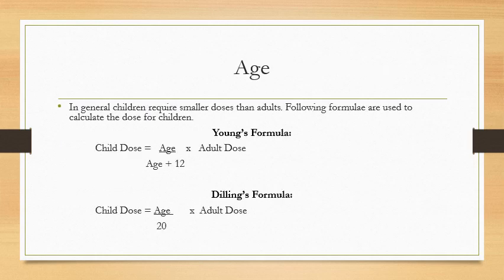Whenever a patient comes to you, you need to keep in mind the age, gender, and the weight of the patient, and accordingly, you give the dose of the drug. In general, children require smaller doses than adults, following the formulas that are used to calculate the dose for children. First is Young's formula, in which child dose is equal to age divided by age plus 12, into adult dose. Second is Stilling's formula, in which child dose is equal to age divided by 20, into adult dose. Any of these formulas can be used to calculate the dose of drug for children.